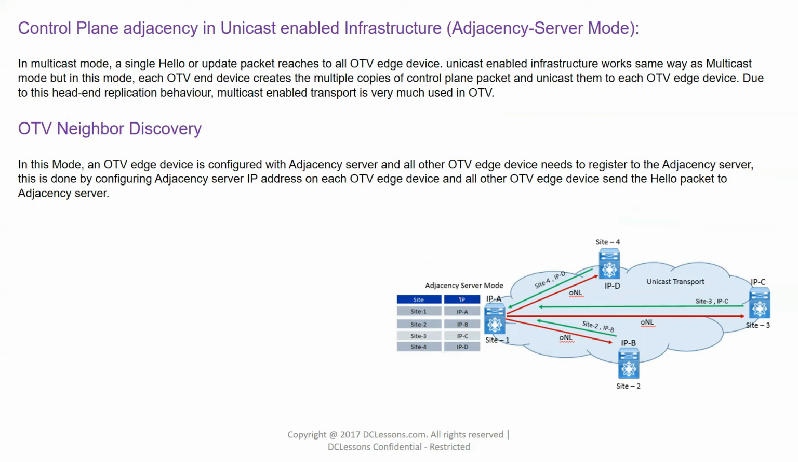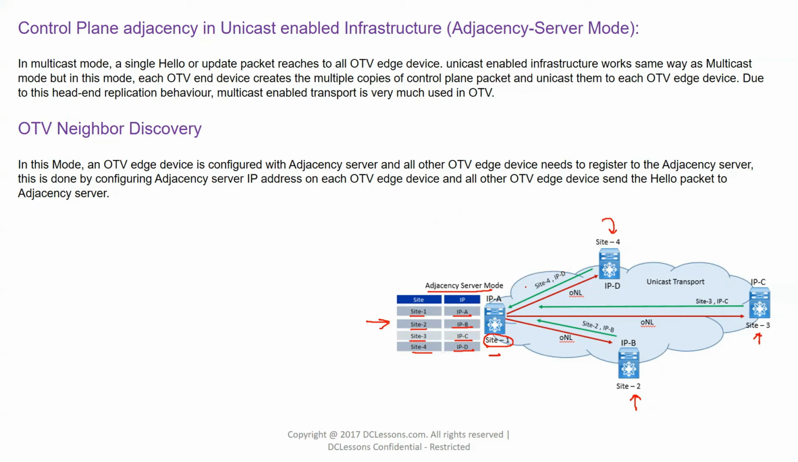Here what we will do, we will be configuring the adjacency server, right? Let's suppose I decided that site 1 edge device is an adjacency server. Now I will be configuring this information to site 2, site 3, and site 4. So site 2, site 3, and site 4 know which is my adjacency server. Now each edge device on each site will send a hello packet, right, to the, or I can say that they register to site 1. Now once the registration is done, the site 1 edge device will create a neighborship table, right? Neighborship table that says that site 1 is connected to IPA, site 2 I can reach by IPB, site 3 I can reach by IPC, site 4 I can reach by IPD.